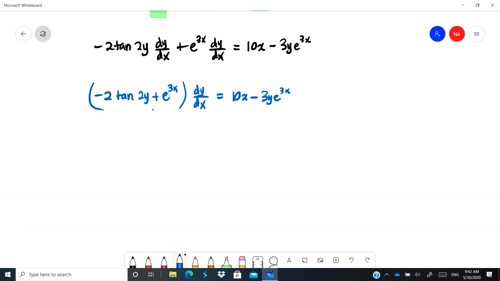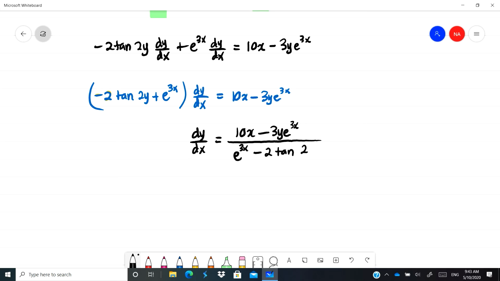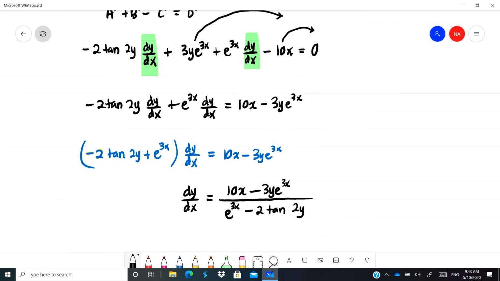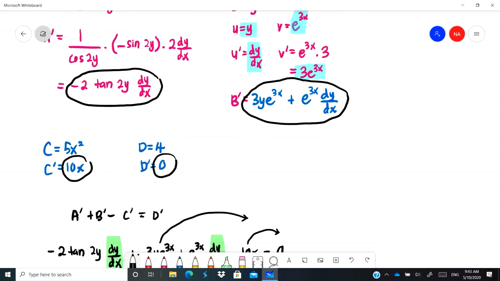So I'm going to bring the one in the bracket to the right side by the process of division, so I'll get the final answer as dy over dx is actually given by (10x minus 3y e to the power of 3x), the whole thing divided by (e to the power of 3x minus 2 tangent of 2y). Alright, so that's finding the dy over dx using implicit differentiation.